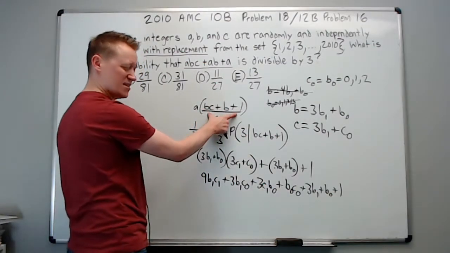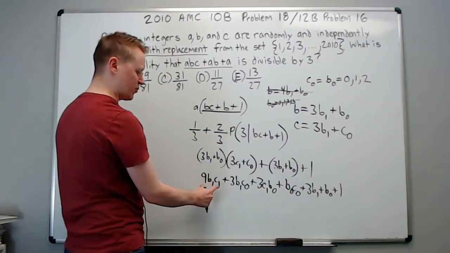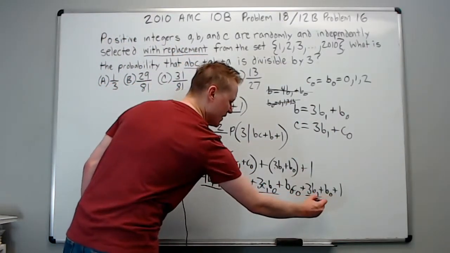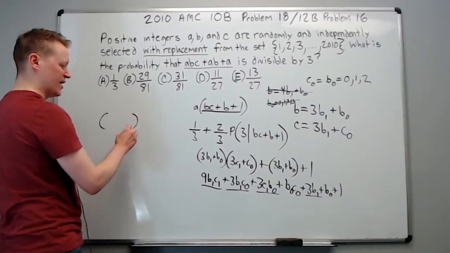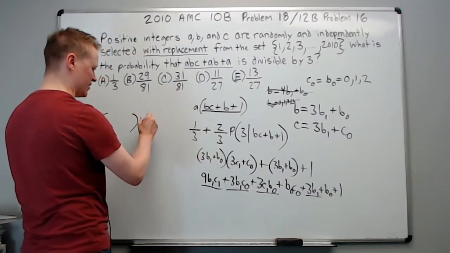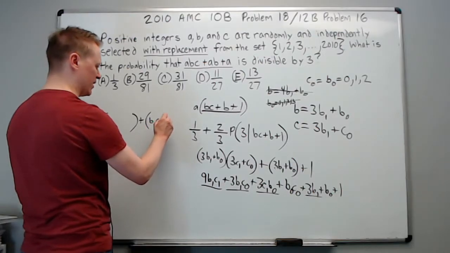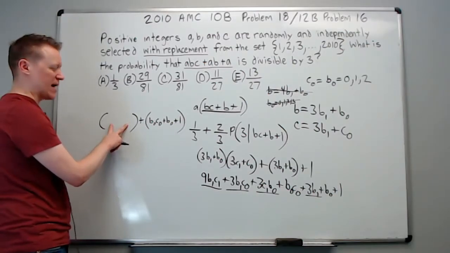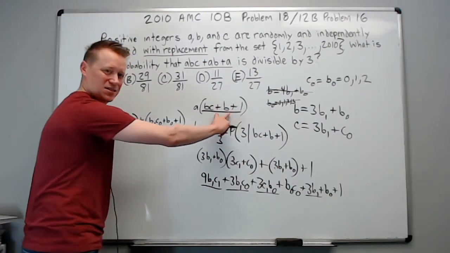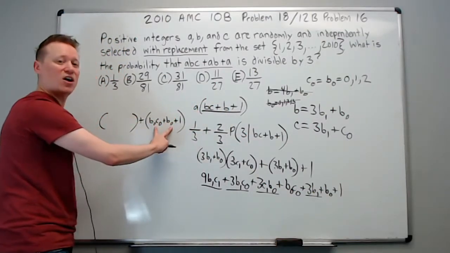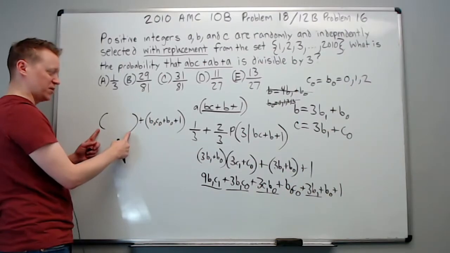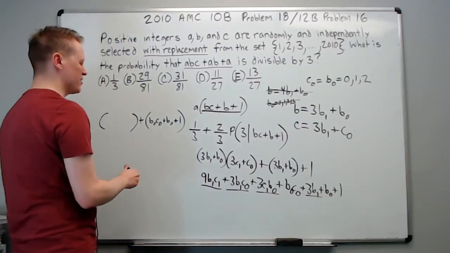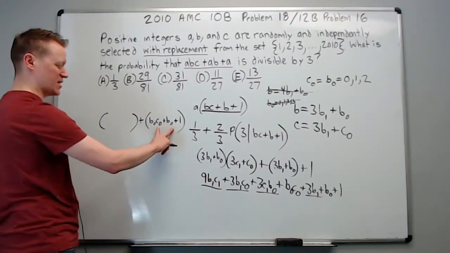Well, if this is a multiple of 3, right, then we can break this up into all the parts that have a multiple of 3 in them. This, this, and this. And if I group those over here, and then I add what's left. What's left is b sub 0, c sub 0, plus b sub 0 plus 1. If this part is a multiple of 3 automatically, then the only way that this is a multiple of 3 is if this is also a multiple of 3. Because if this is a multiple of 3 and this isn't, then when I combine them, it will not be a multiple of 3.